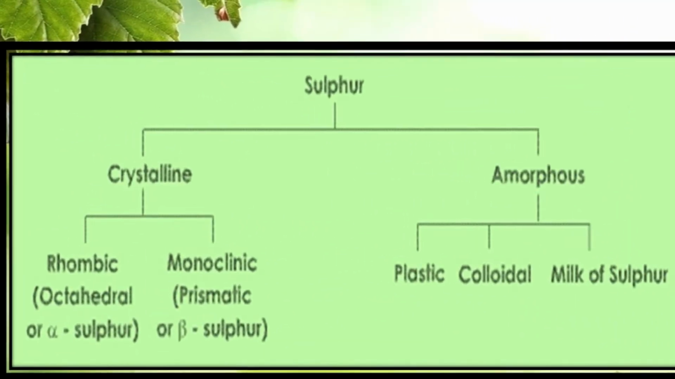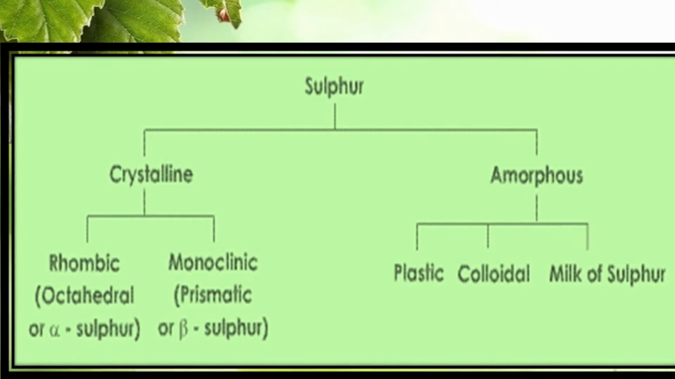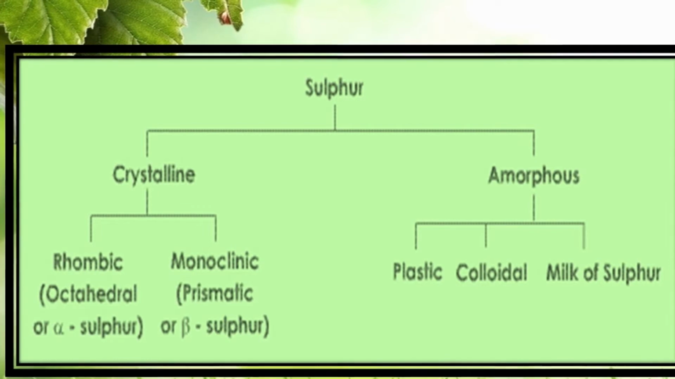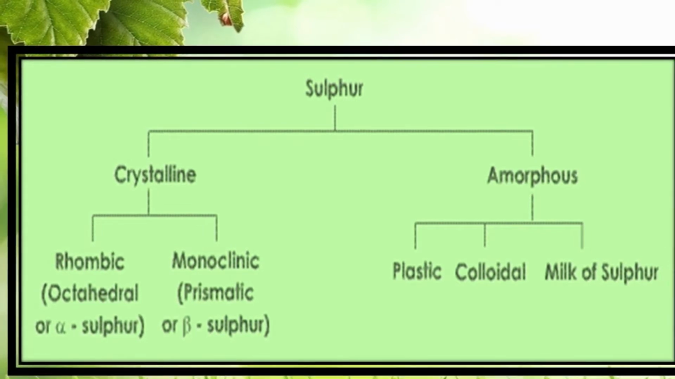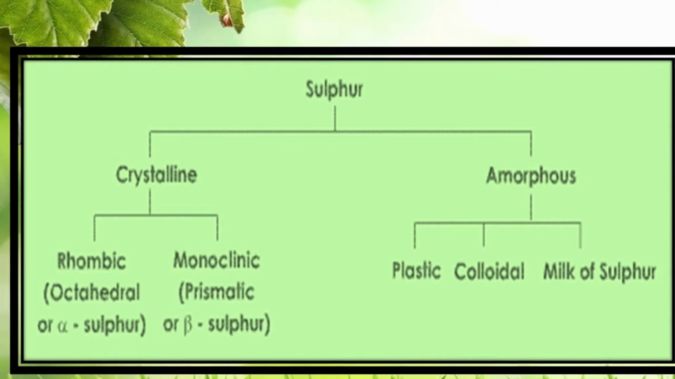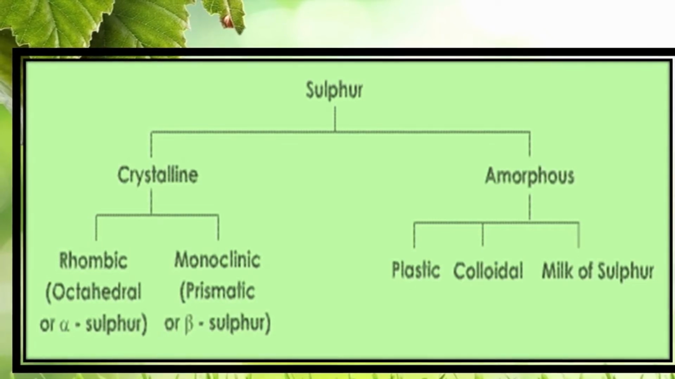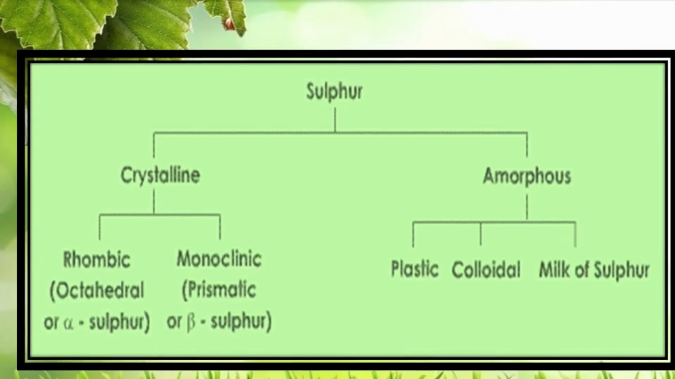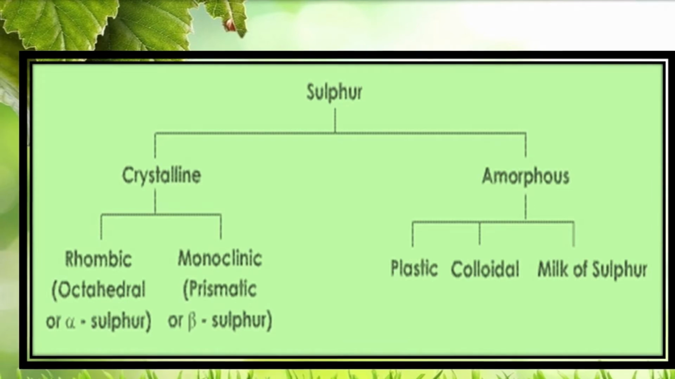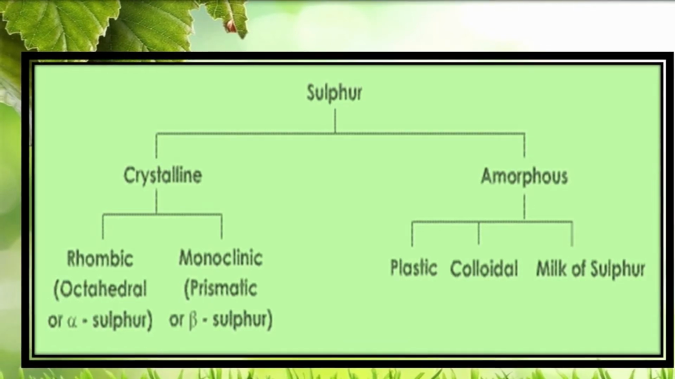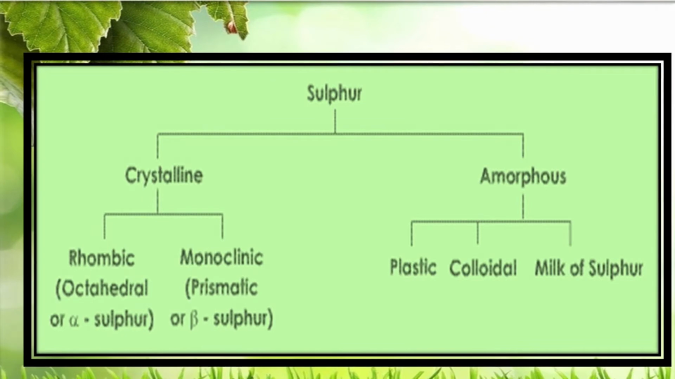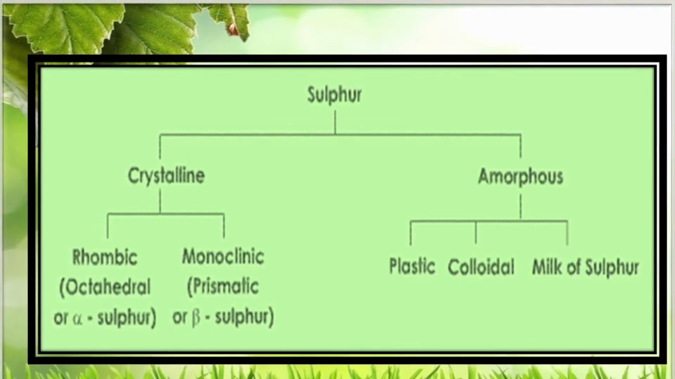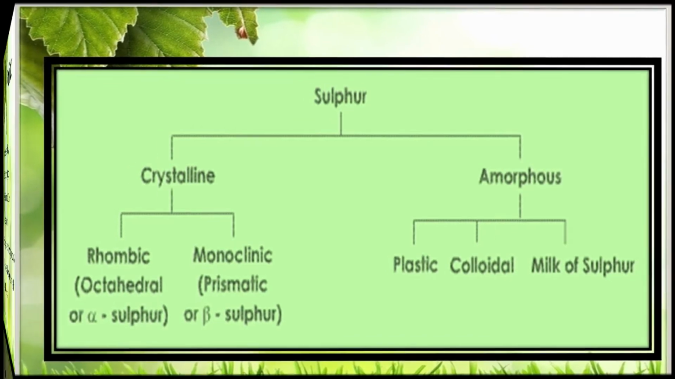We can find sulfur in a number of structures in the same physical state. That is, it has various allotropic forms. However, the most important crystalline structures are rhombic sulfur or alpha sulfur and monoclinic sulfur or beta sulfur. We can find the shape of rhombic sulfur at a temperature below 96 degrees Celsius. On the other hand, monoclinic sulfur occurs at a temperature above 96 degrees Celsius.